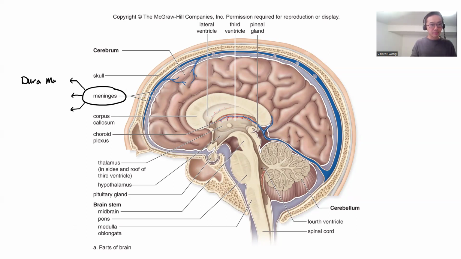So dura mater actually is 2 layers that are fused together, right? But they separate every now and then at different locations. And the separation is shown here by the deep blue, right? So this deep blue separation is called the dural venous sinus. And this is to drain CSF, right?